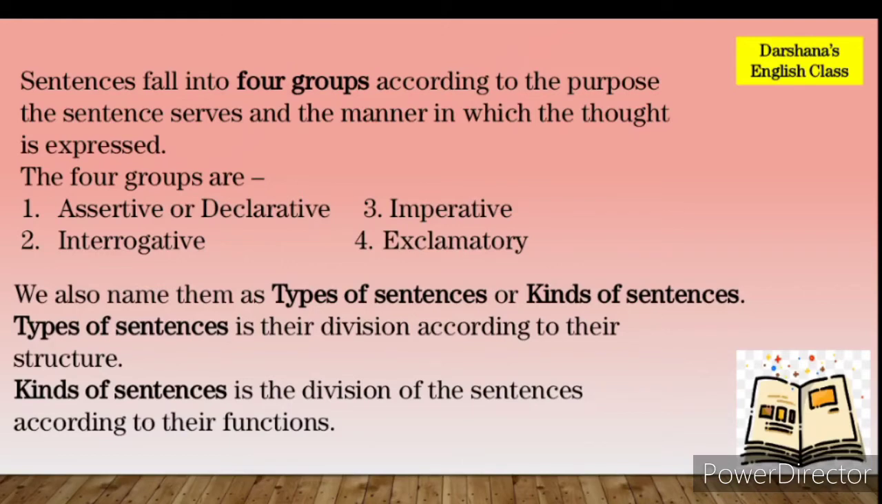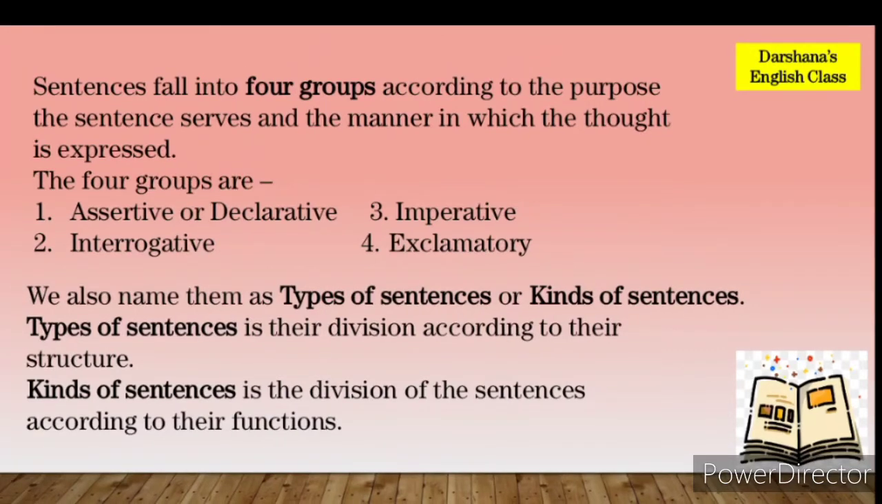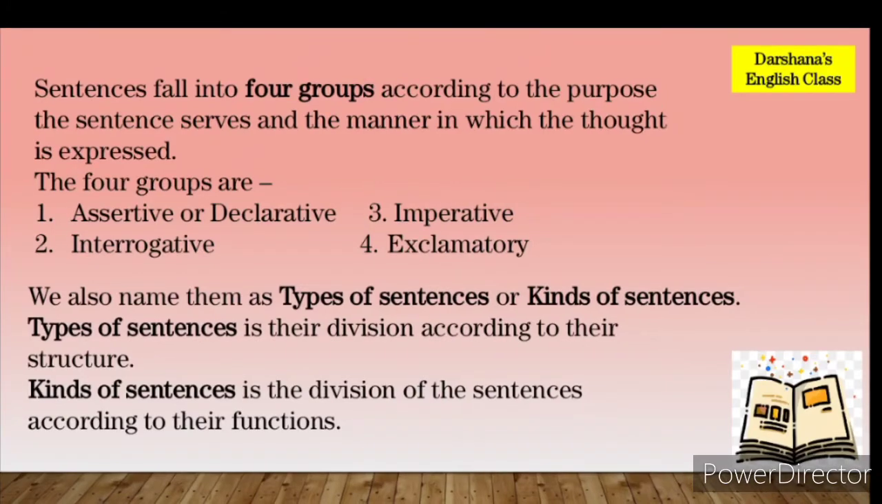What is the difference between types of sentences and kinds of sentences? Types of sentences is their division according to their structure, and kinds of sentences is the division of the sentence according to their function. Okay, so let's discuss the sentences.